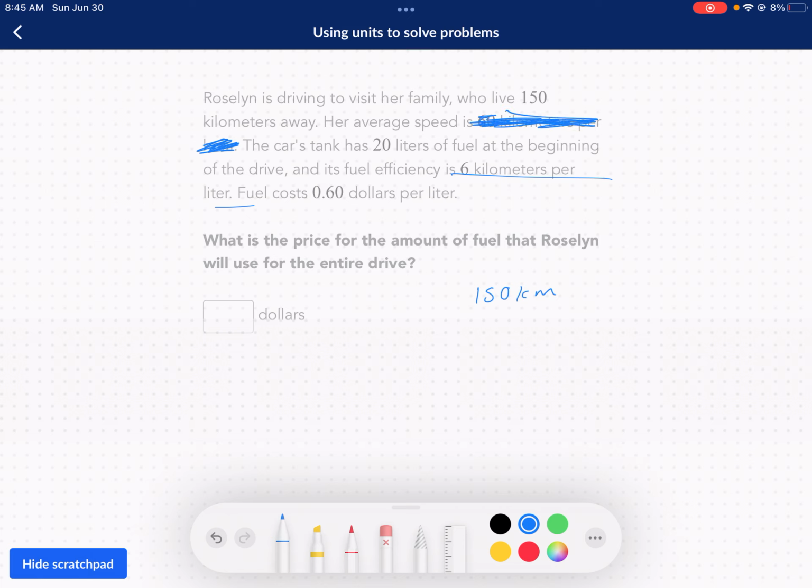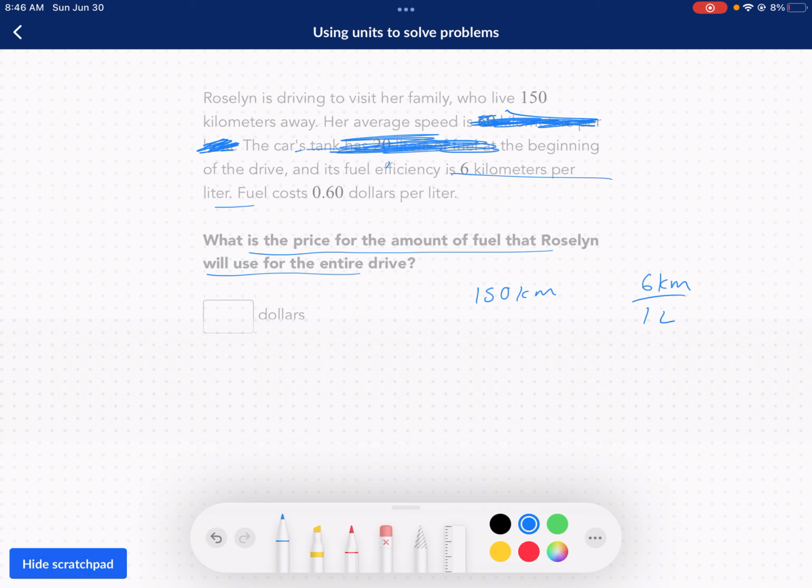The car's tank has 20 liters of fuel at the beginning of the drive, and its fuel efficiency is 6 kilometers per liter. I don't even think we need how many liters are in the tank, because we just need the price for the amount of fuel that we'll use. She might refill it or whatever. It doesn't matter. We don't need to know that there's 20 liters of fuel at the beginning. We just want to know how much is used. So we have 6 kilometers per 1 liter.